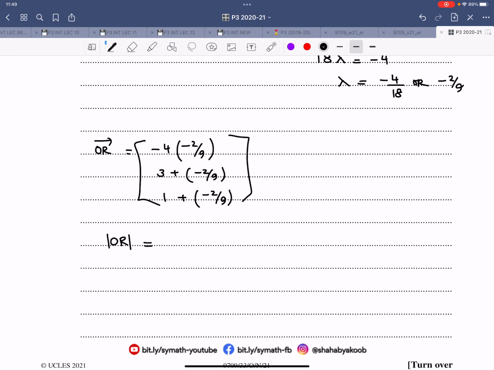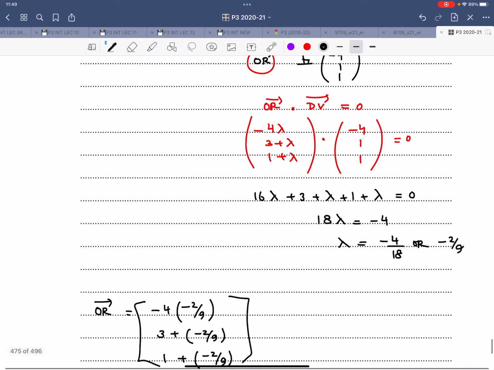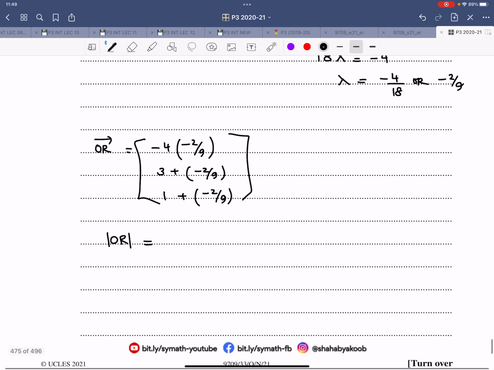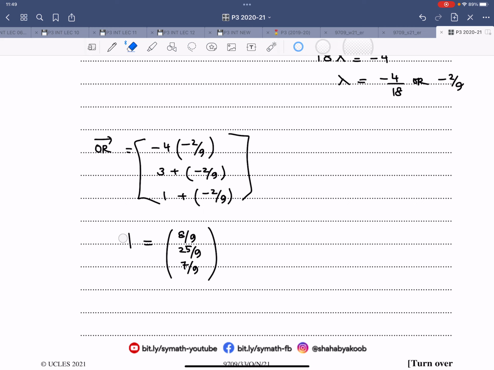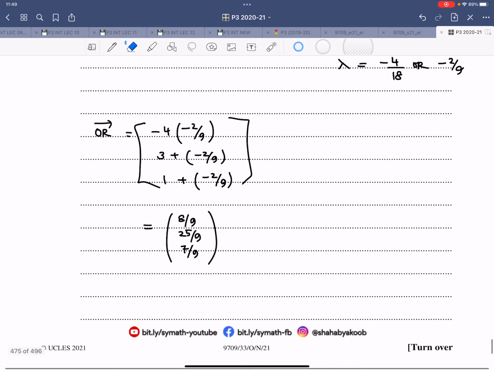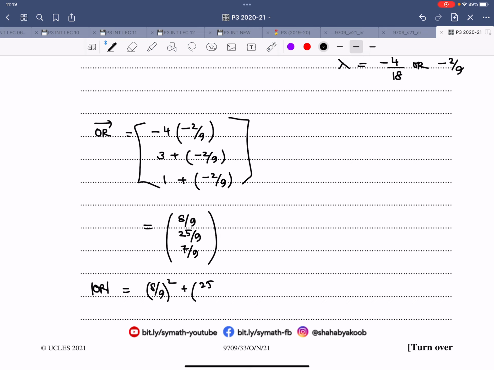So minus 4, and this is plus minus 4 lambda. So that is 8 over 9. So this one is 8 over 9. 9 3s are 27. 27 minus 2 is 25 over 9. And 9 into 1, that is 7 over 9. So therefore, I need to find the magnitude. This is still OR. So therefore, the magnitude of OR, that is 8 over 9 squared and 25 over 9 squared and 7 over 9 squared, and use the basics of maths, and then you get this answer.